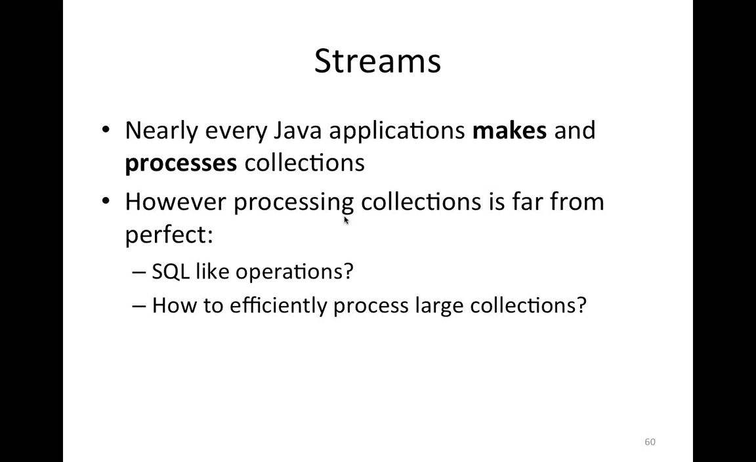Unfortunately, dealing with them is far from perfect. What if we want to have SQL-like operations on those collections? A database offers us operations such as group by or select or where. Why don't we have access to all of these in Java? And most importantly, how do you efficiently process large collections? So in the context of really large data, how are we going to process this collection in the most optimal way? This is very complicated. And this is what the Streams API is trying to tackle.